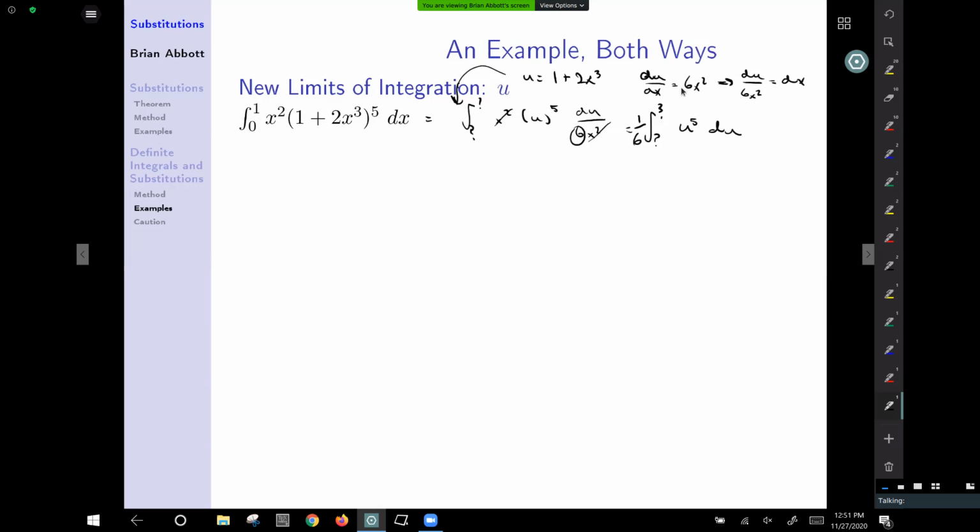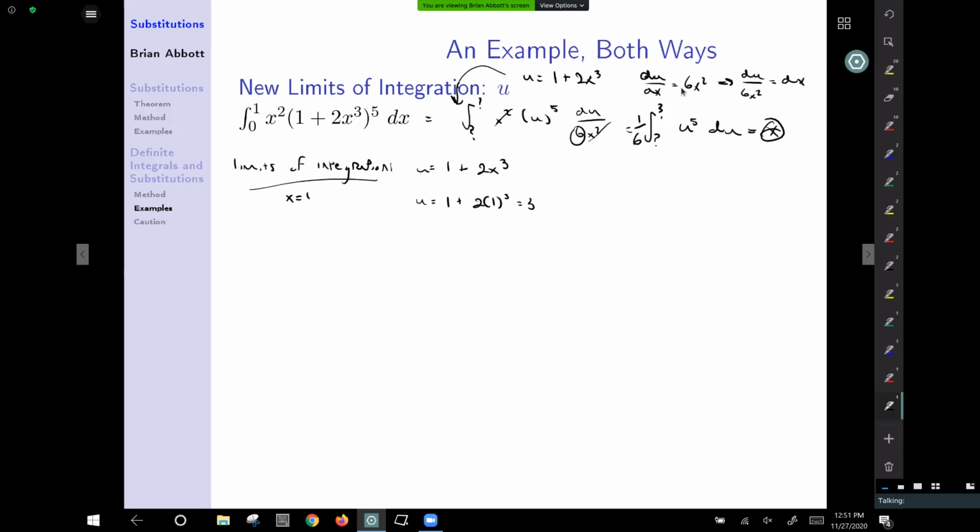Okay, so now we are going to come back to that. So the game here is, what are these limits of integration going to be? And so what we do is we start with x equals 1. Well, our substitution is u is equal to 1 plus 2x to the third power. So what is u going to be when x is 1? u is equal to 1 plus 2 times 1 raised to the third power.